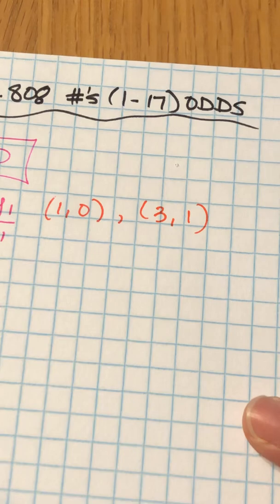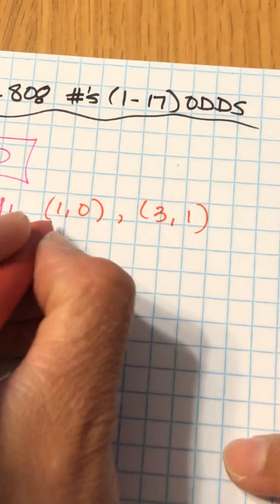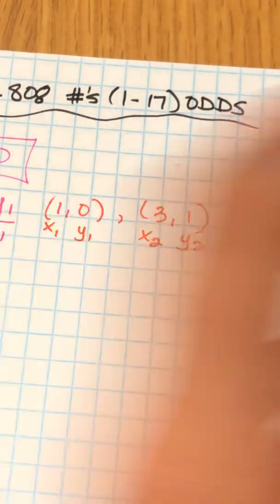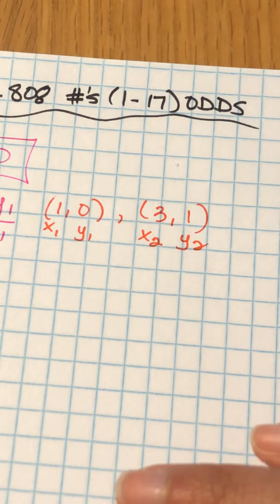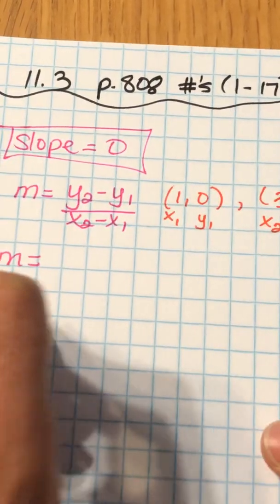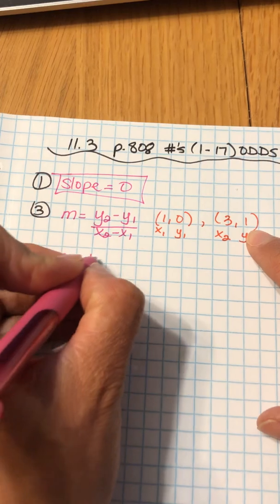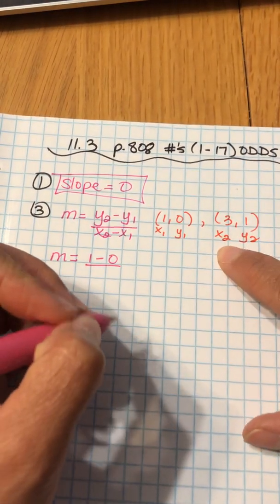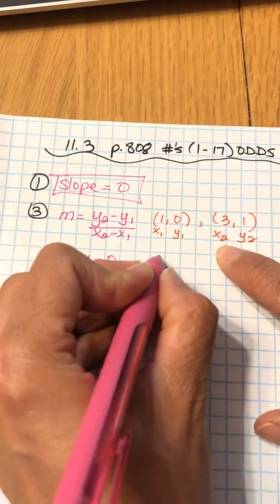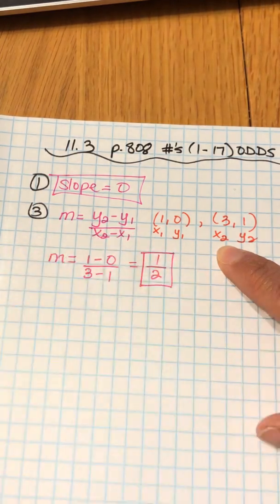It doesn't matter which one you label your x1, y1 and x2, y2, but be consistent. I always go in order just because you don't have to think about it. You just do it. All right, and let's go ahead and plug it in. So m equals, let me zoom out just a tad. y2 minus y1, that would be 1 minus 0, over x2 minus x1, that would be 3 minus 1. So I would get 1 over 2. So the slope of that tangent line is 1/2.